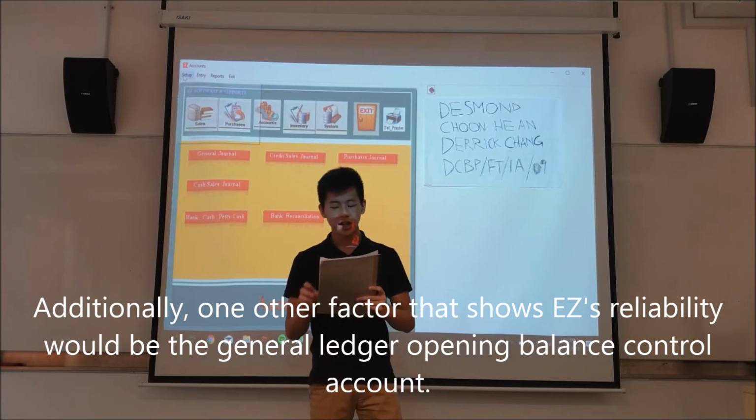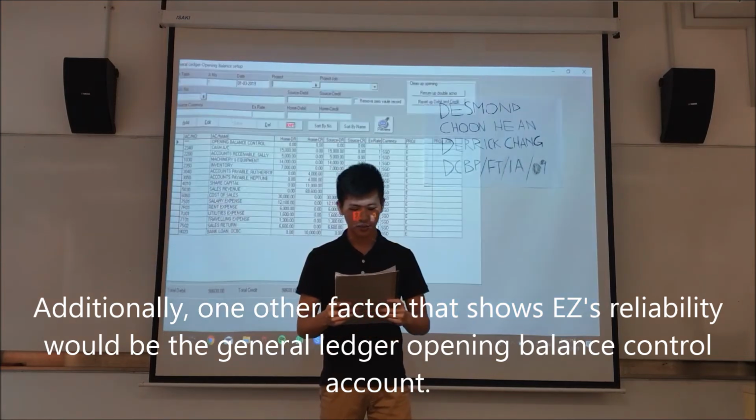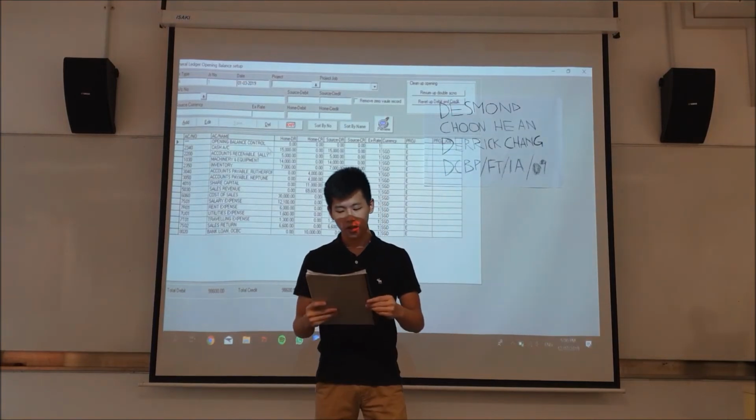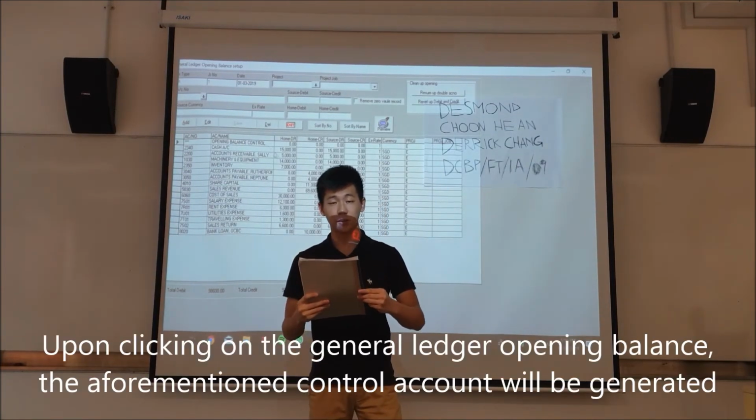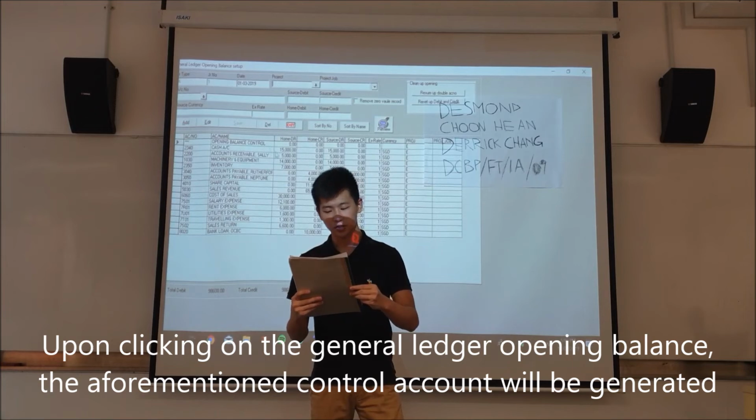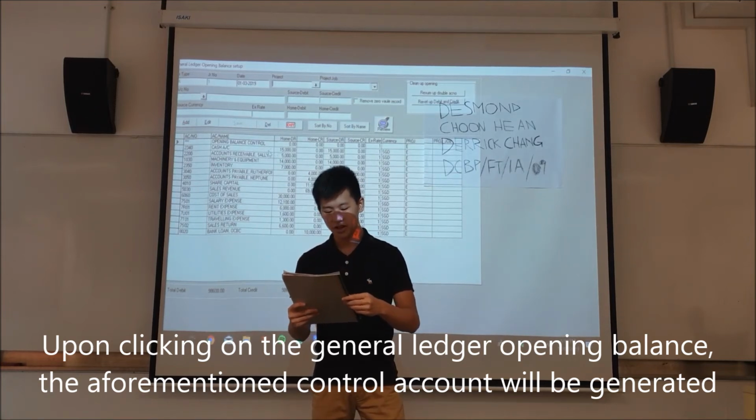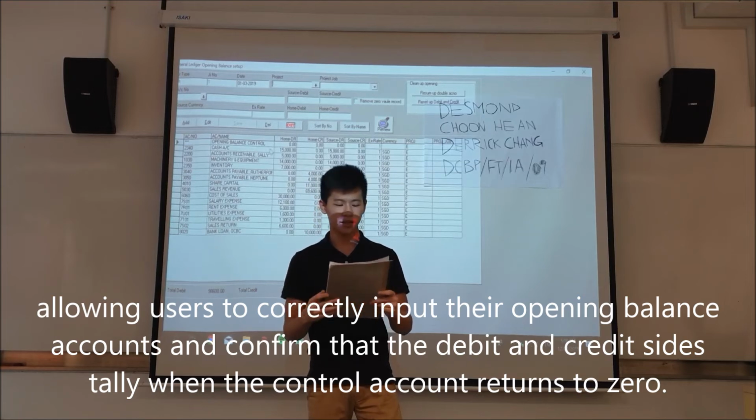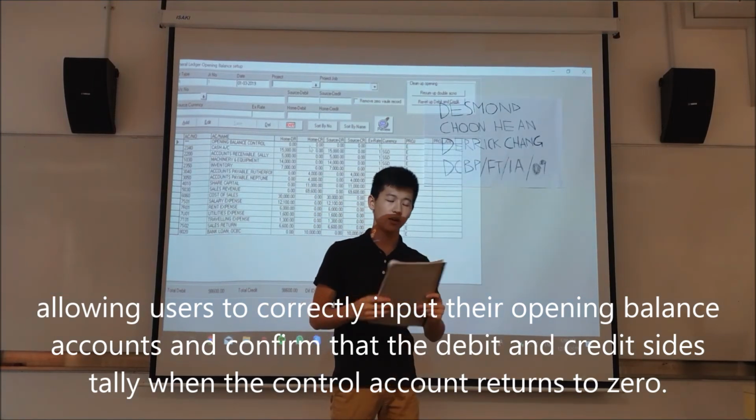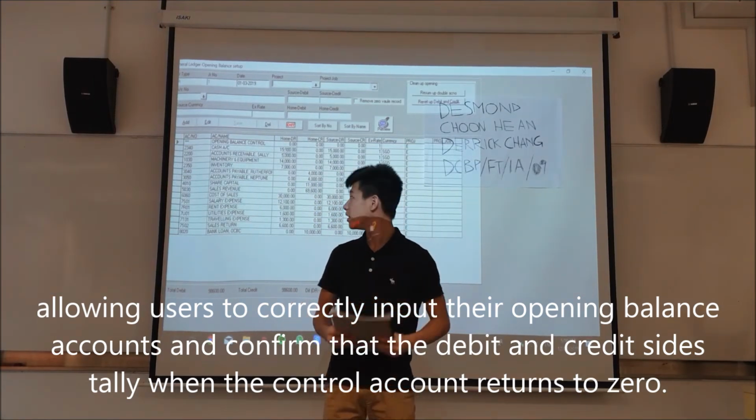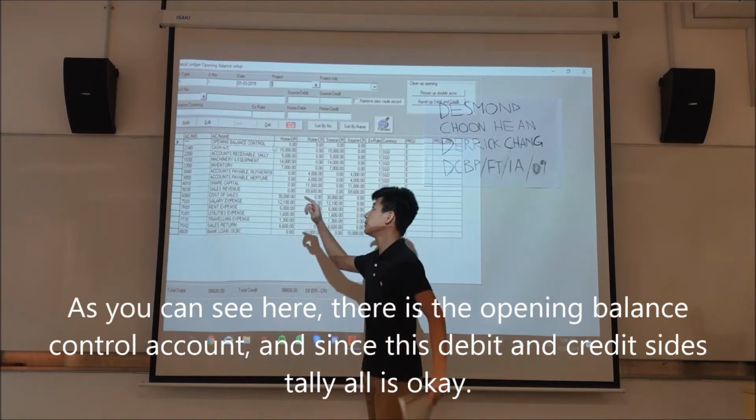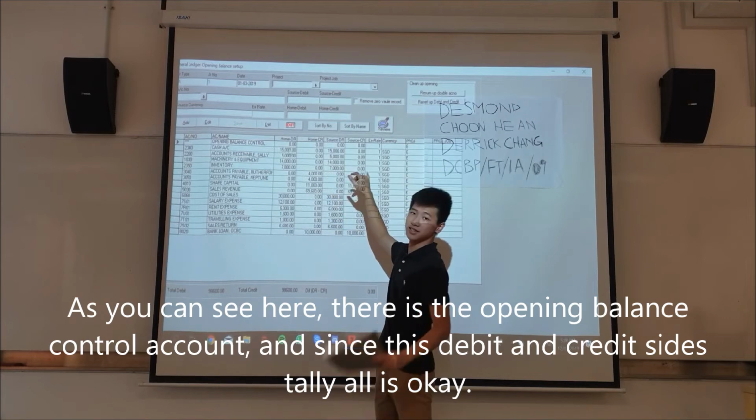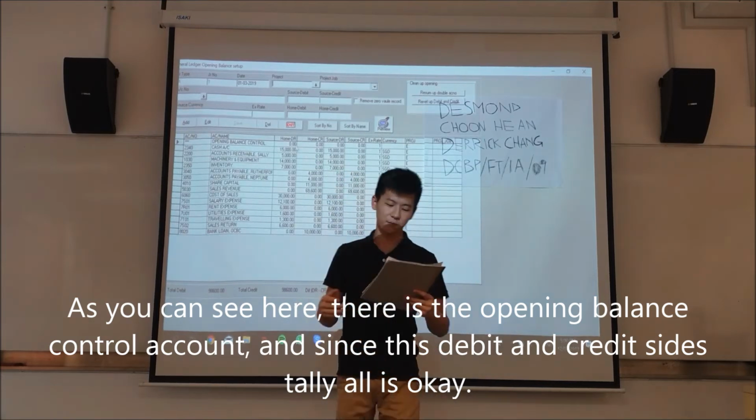Additionally, one other factor that shows Easy's reliability would be the general ledger opening balance control account. Upon clicking on the general ledger opening balance, the aforementioned control account will be generated, allowing users to correctly input their opening balance accounts and confirm that the debit and credit sides tally when the control account is 0. As you can see here, that's the opening balance control account. And since the debit and credit sides tally, all is okay.